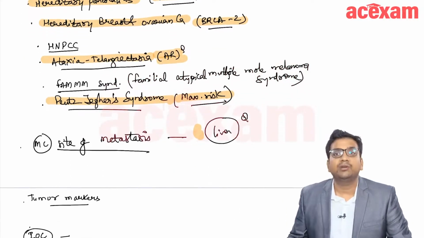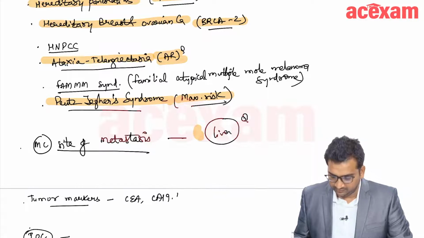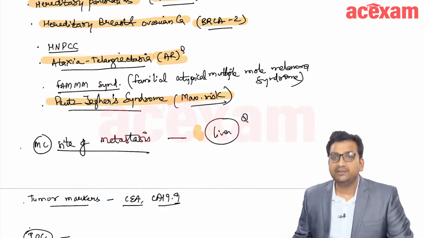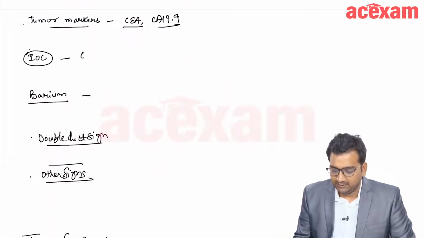What is the tumor marker? The tumor markers are CEA and CA 19.9. And what is the investigation of choice? Investigation of choice is CT scan or CECT abdomen.